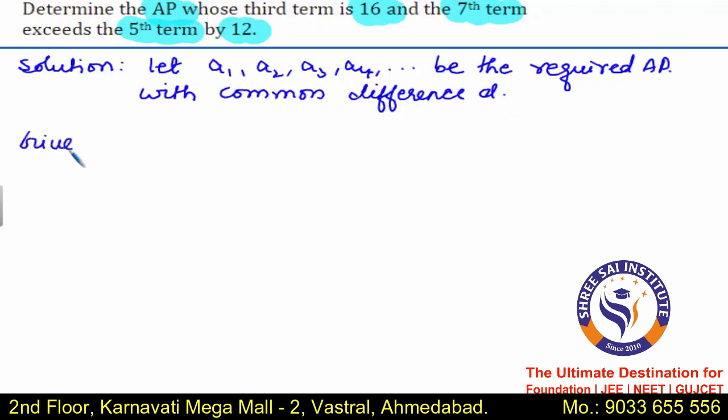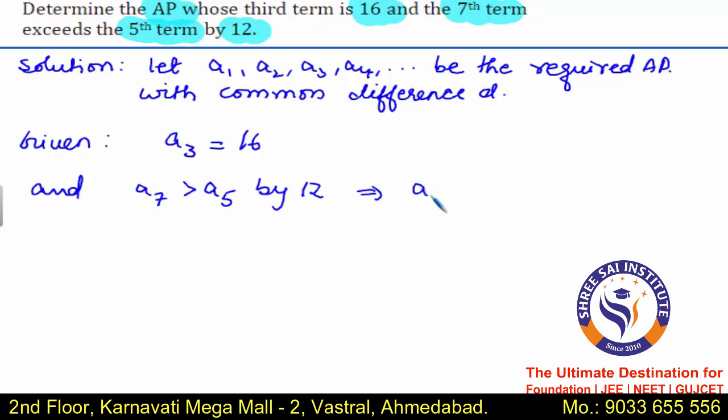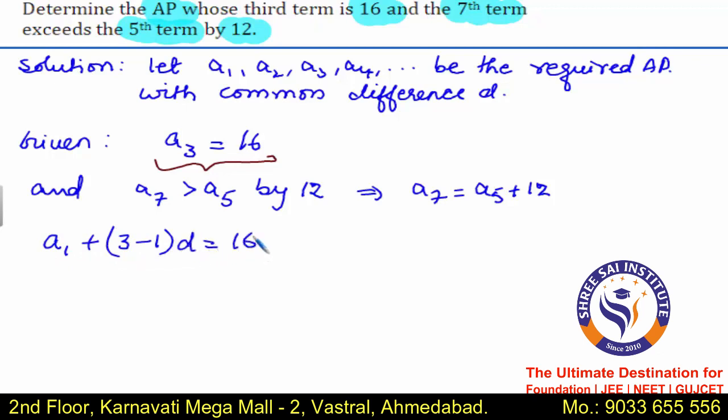We are given that the third term of the AP is 16 and the seventh term exceeds the fifth term by 12. This implies that the seventh term is the sum of the fifth term and 12. Now the third term is 16. This implies that A1 plus 3 minus 1 into D is equal to 16, which further implies that A1 plus 2D is equal to 16, and let us denote this by equation 1.